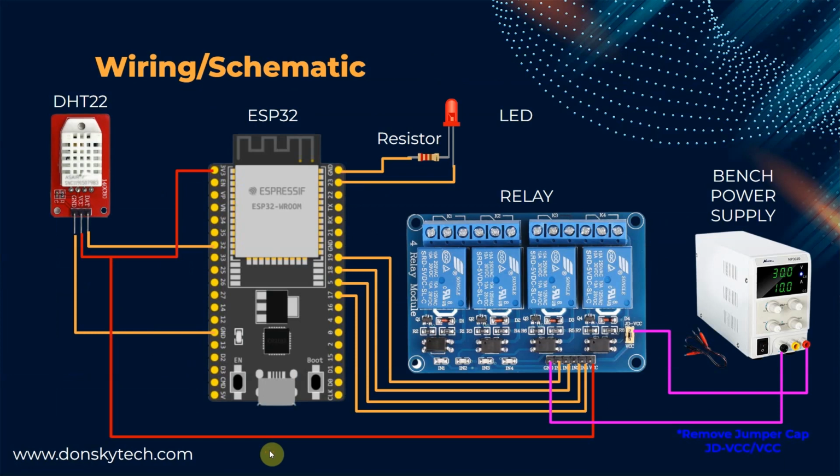So this is the wiring and schematic diagram of our project. Take note that in my project, I am using a 12 volt relay. That's why I have here an external power supply to power the relay coil. It's also a good practice that when using a relay, we should separate the load circuit from the trigger circuit so that they are isolated.